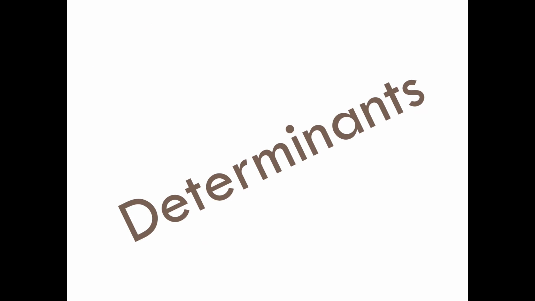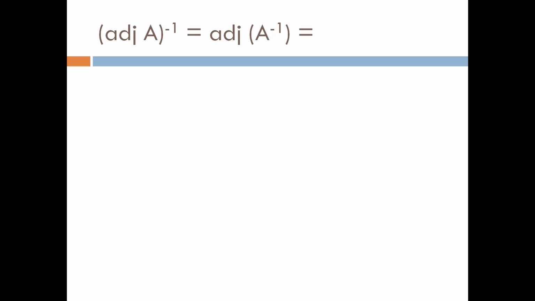So the first formula is adjoint of A the whole inverse is equal to adjoint of A inverse is equal to. Usually, how will we find adjoint of A the whole inverse? First we have to find adjoint A and then find its inverse. Similarly, for adjoint of A inverse, first you have to find the A inverse matrix and then find the adjoint matrix for that. But there is a simple formula for this. It's nothing but 1 by determinant A into A. So we'll see an example.